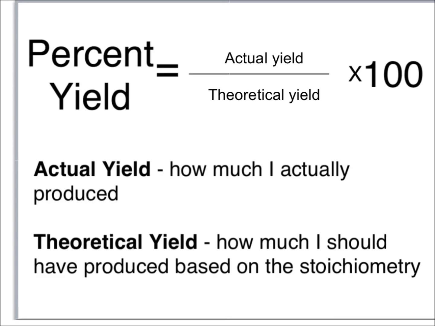In your notes, you also need to write down the formula for percent yield. You'll be using this in your lab on Tuesday. So the formula for percent yield is always your actual yield, which is how much you actually produced, divided by your theoretical yield, which is how much you should have produced based on your stoichiometry math. And then you multiply that times 100 to get the percent yield. You also need to make sure that you have the definitions for actual yield and theoretical yield written down in your notes.